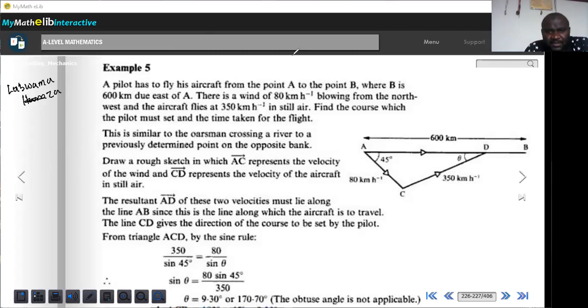Now, guys, here is a question. A pilot has to fly his aircraft from airport A to airport B, where B is 600 kilometers due east of A. You hear that statement? They have told you airport A and airport B. The pilot is to fly from point A to point B, where B is 600 kilometers due east of A. This is the direction of the resultant. You know why? Because it is the line joining the starting point to the destination. Remember, those are the keynotes I made earlier: the line joining the starting point to the destination.